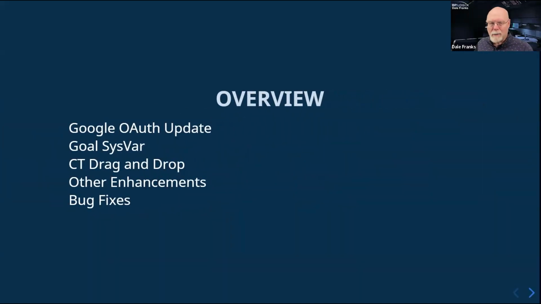An update to something I talked about last month, which is Google OAuth. It's now available in the BP email import. We'll take a look at that briefly. We've made some changes to the goal system variable that you're going to want to be aware of for 6.1.300. We'll talk about that.